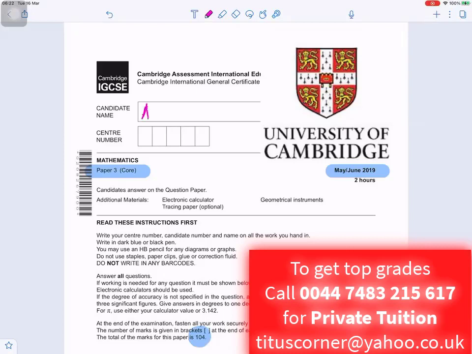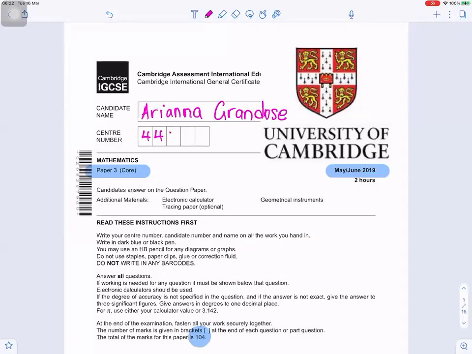You can say your candidate name, Ariana Grandose, and your center number, 44321.